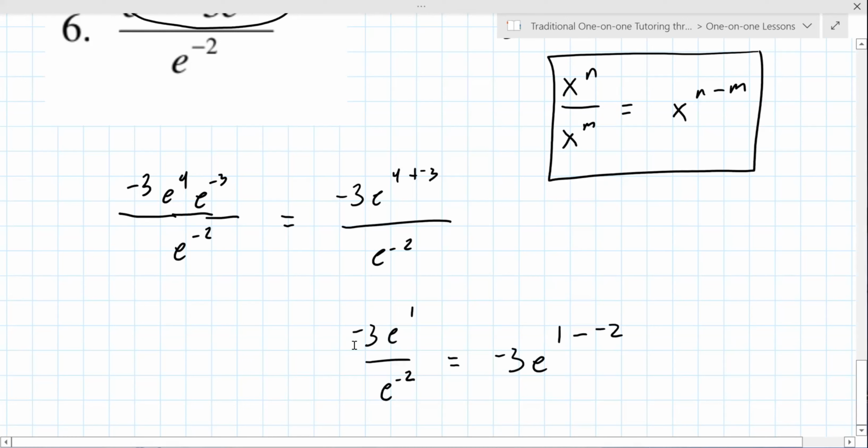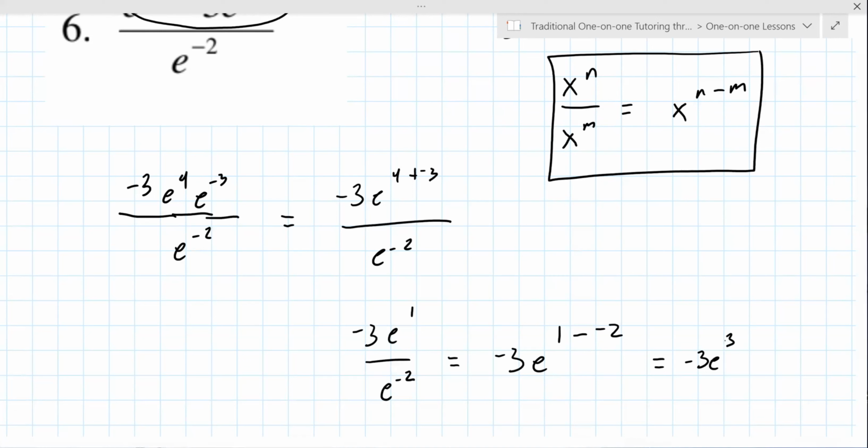So this is the one I think is most unclear for students. For some reason, you forget to add a subtraction symbol when there's a negative on the bottom. Just write it out. And then you've got to be able to simplify here. So minus 3e to the third. Okay. Yeah. All right, that makes sense.